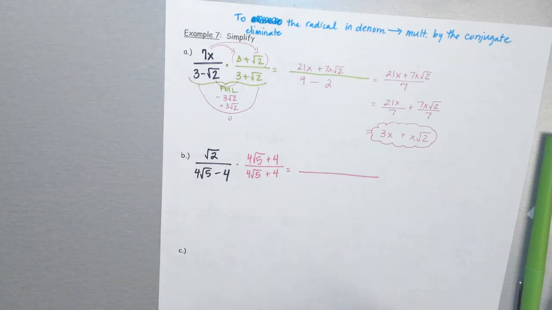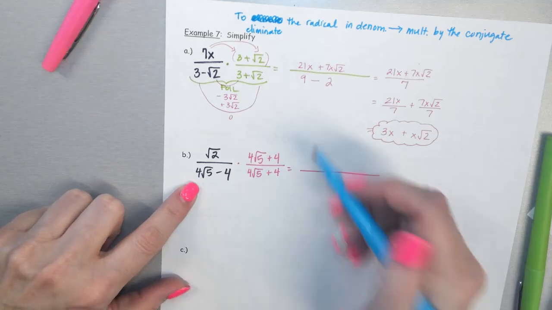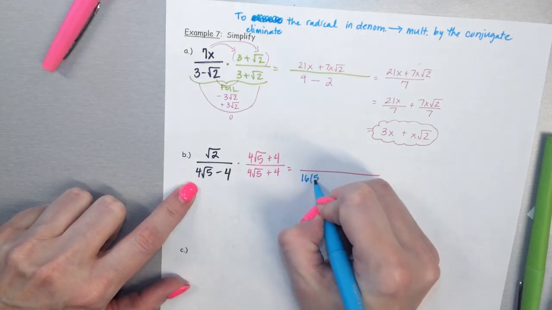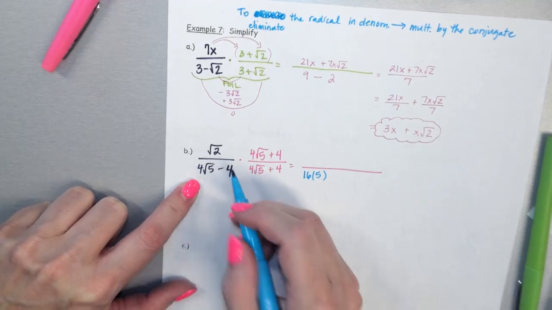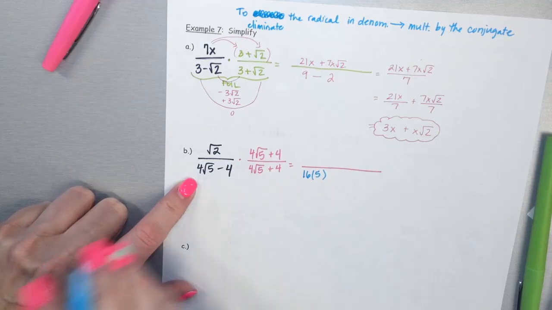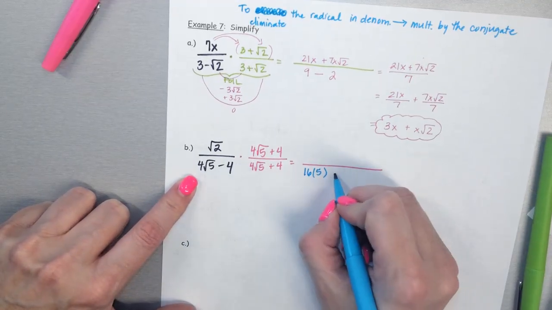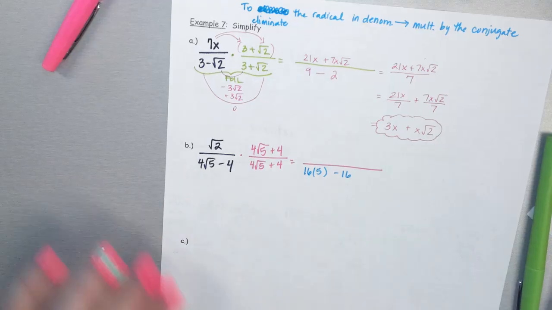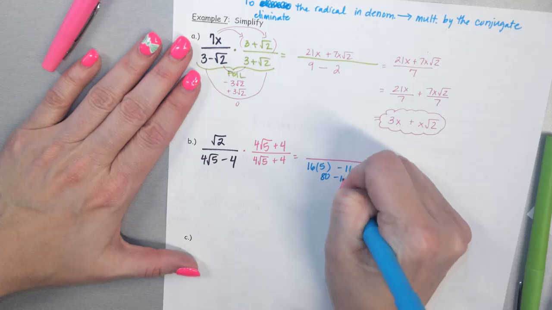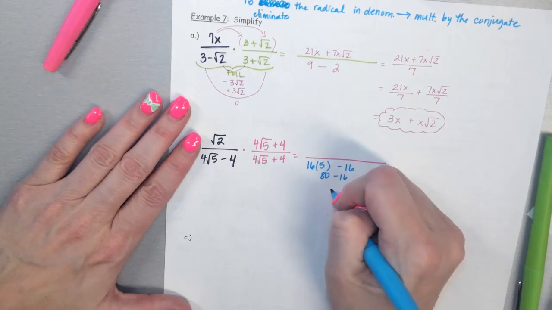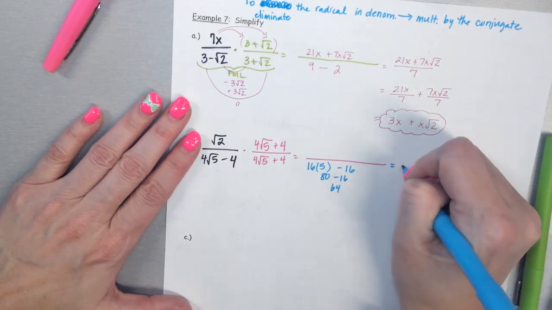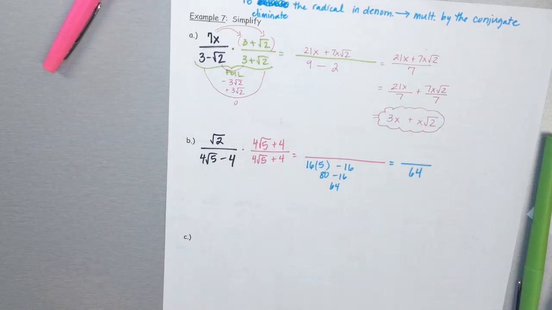Okay, and then we're going to FOIL. Okay, so 4 times 4 is going to be 16. Root 5 times root 5 is going to be 5. And then the middle and the outside will cancel. So then all you have to worry about is this minus 16. Okay, so 16 times 5 is 80. So you can do that here, the 80 minus 16 to get 64. Okay, that's fine. And then in the next step, you can put 64 in the denominator.